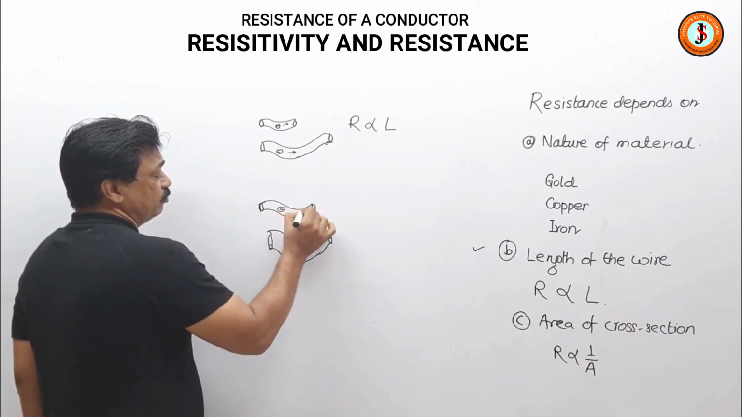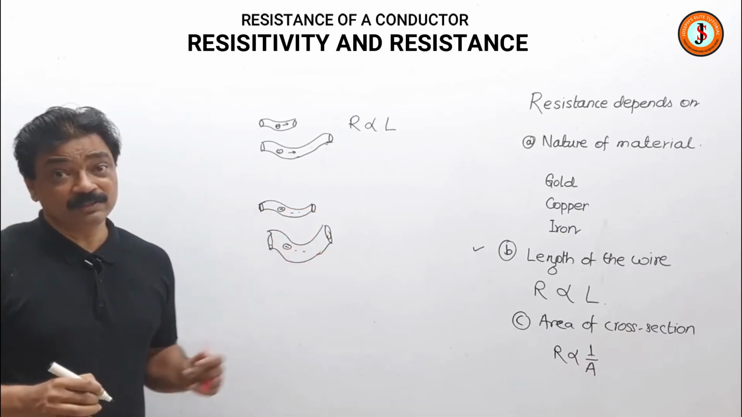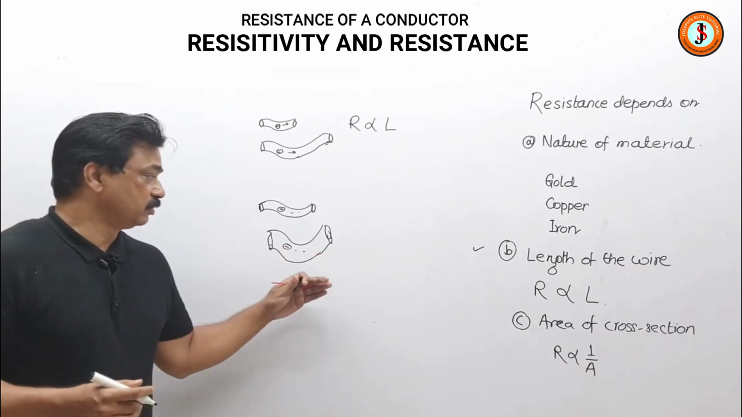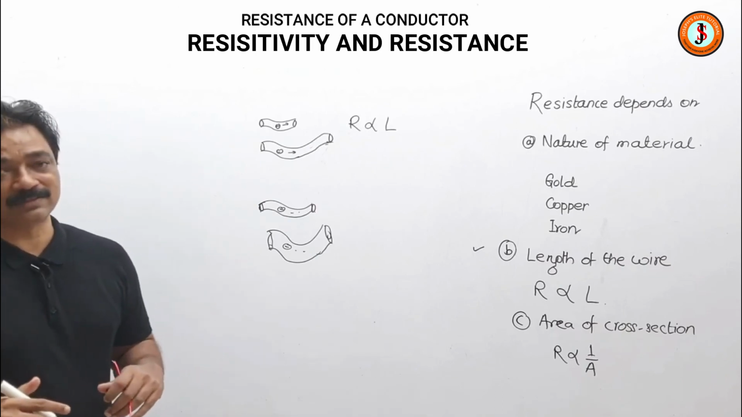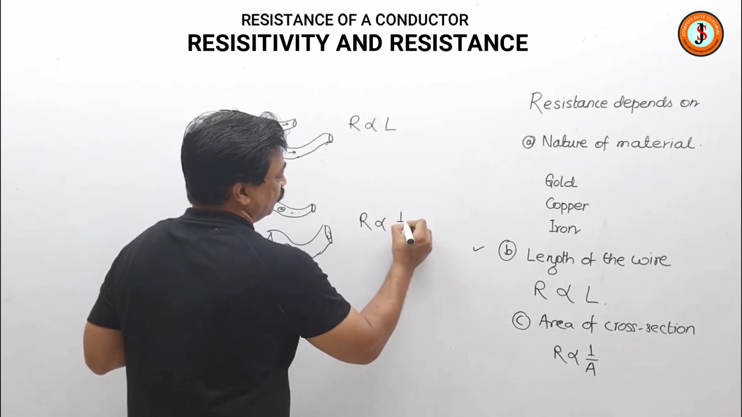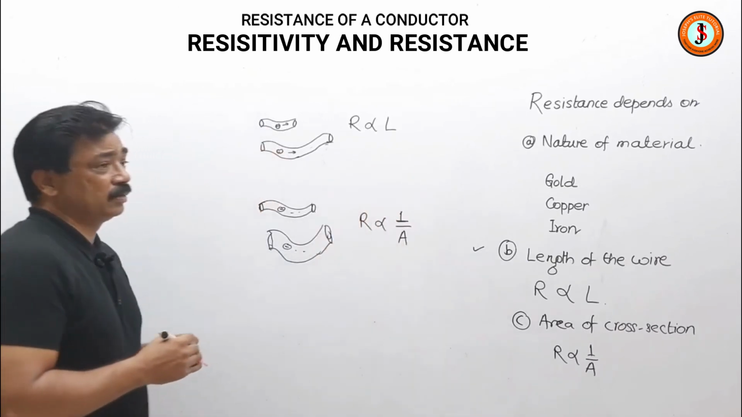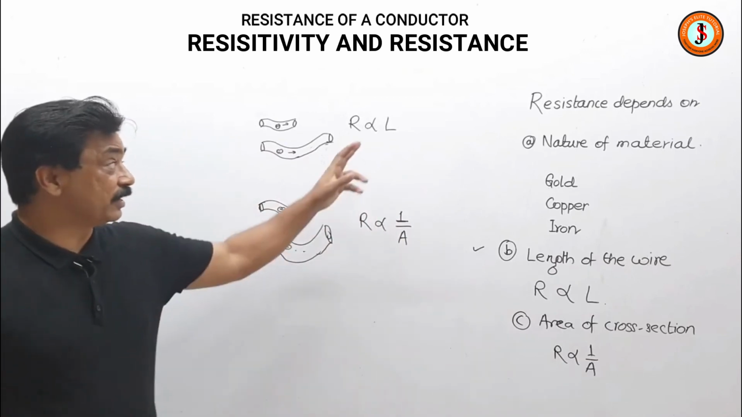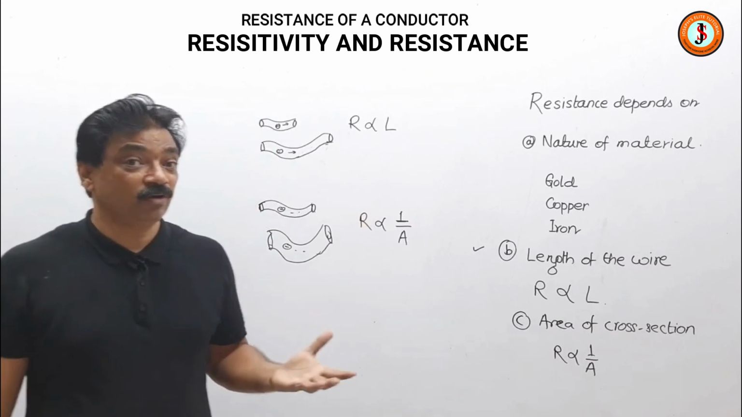When the electron moves, the electron will have an easier passage through the thicker wire, and therefore the thicker the wire, the lesser is the resistance. So resistance depends upon area of cross section. That means it is inversely proportional to area of cross section. Resistance is directly proportional to the length, and inversely proportional to the area of cross section.